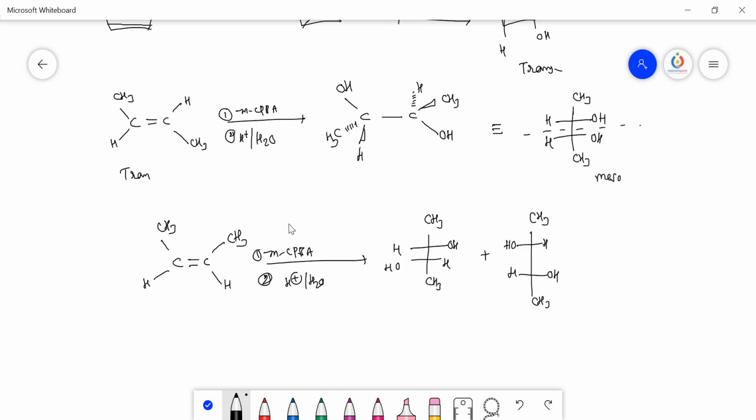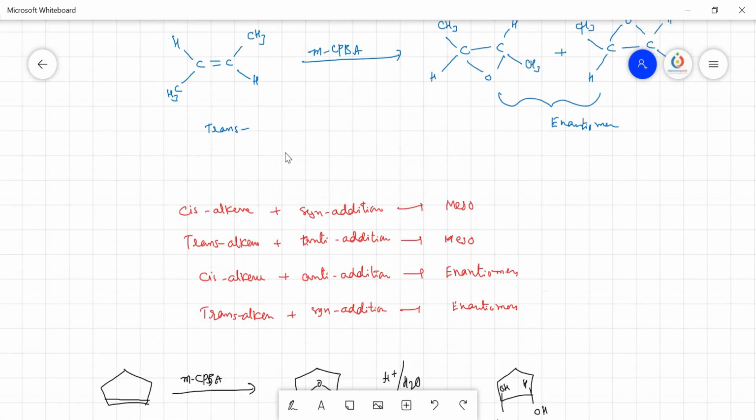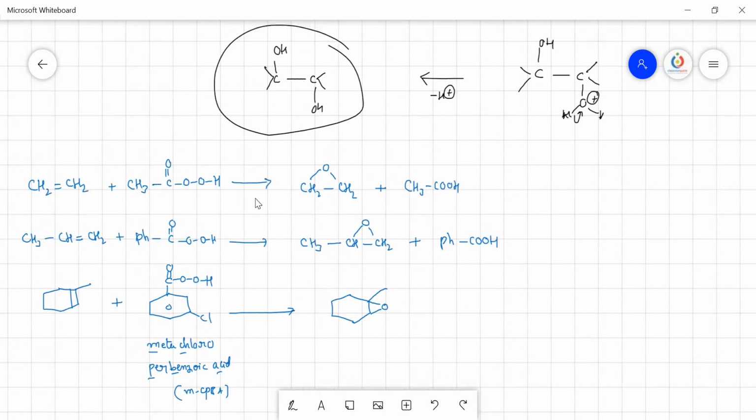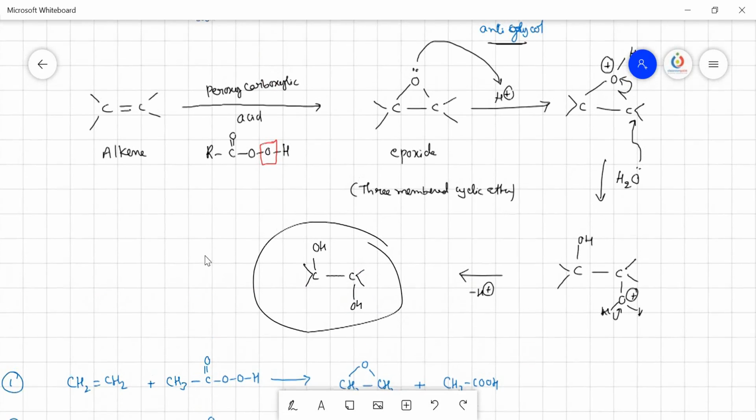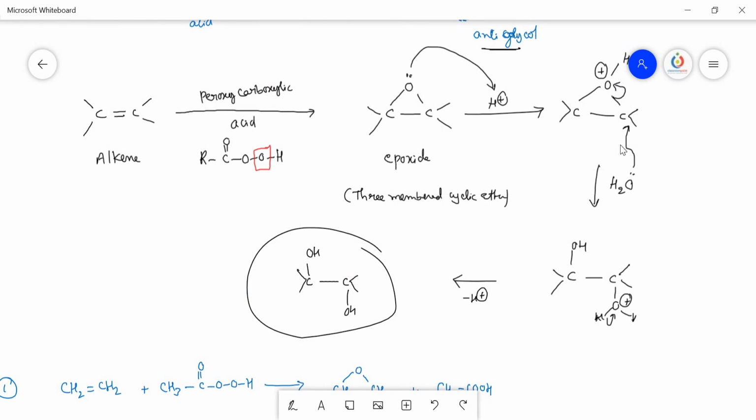First step is syn addition, and the second one is, you can check here. Maybe yesterday's live video is available, you can see here. It is trans attack. So that's why we are getting the OH groups on the opposite side.